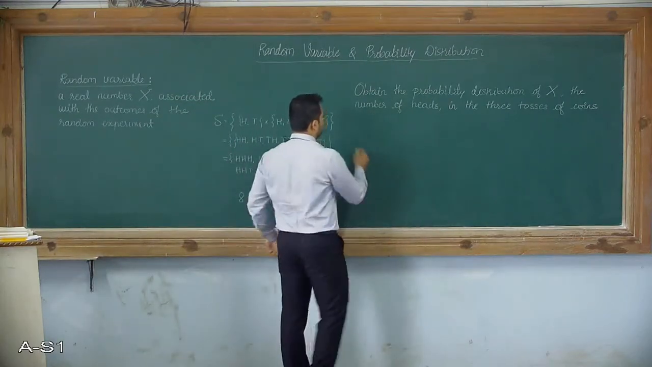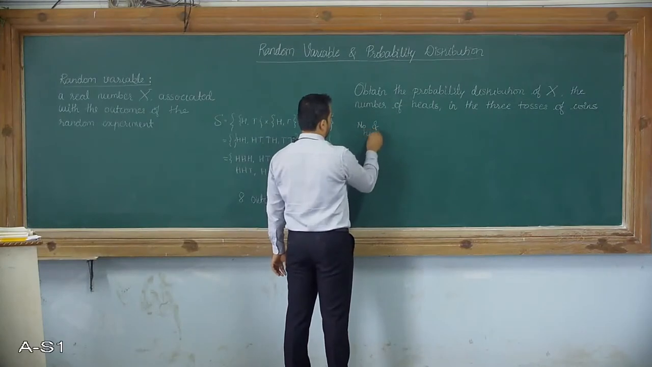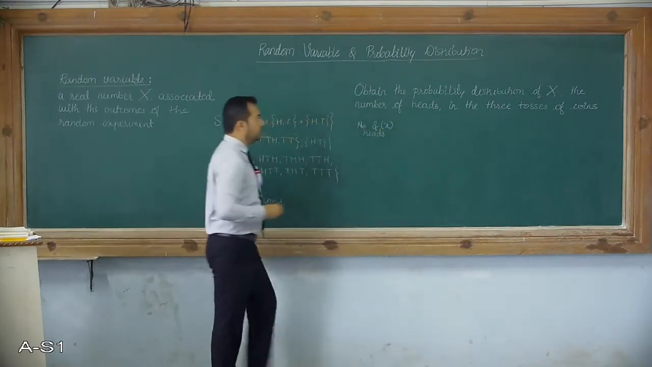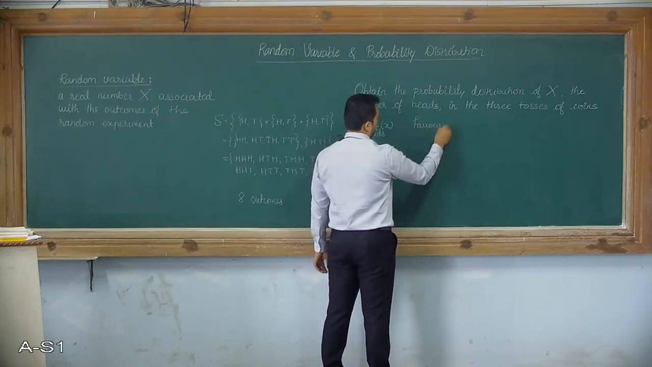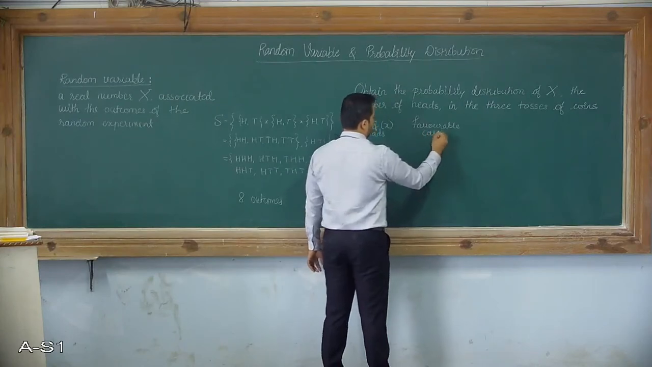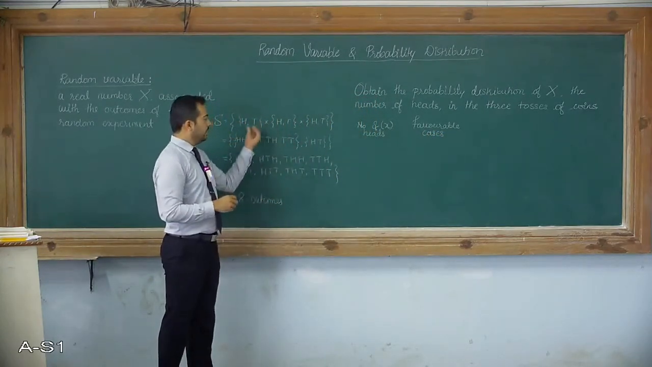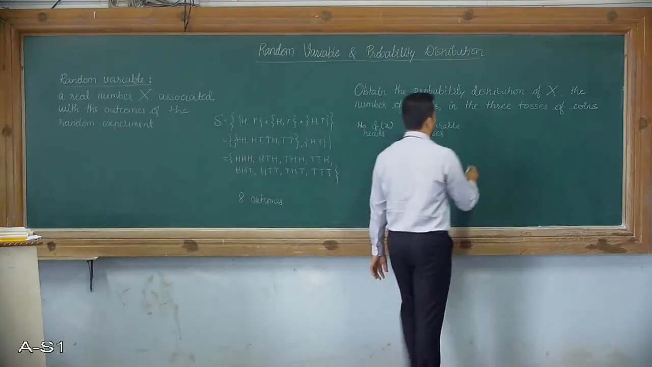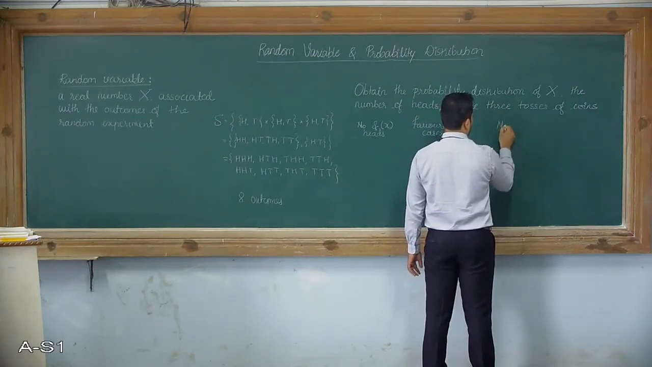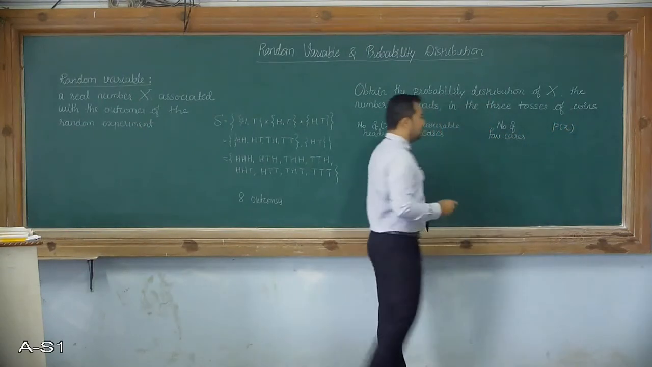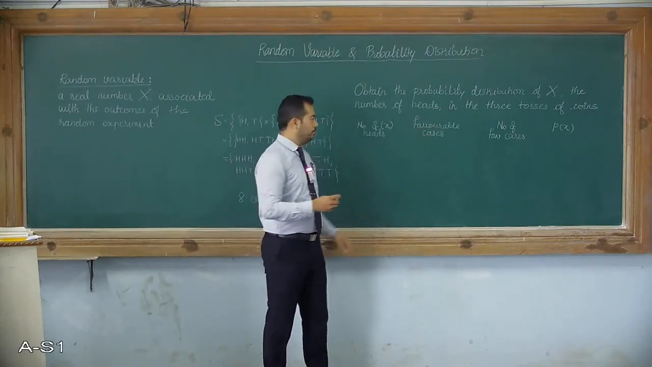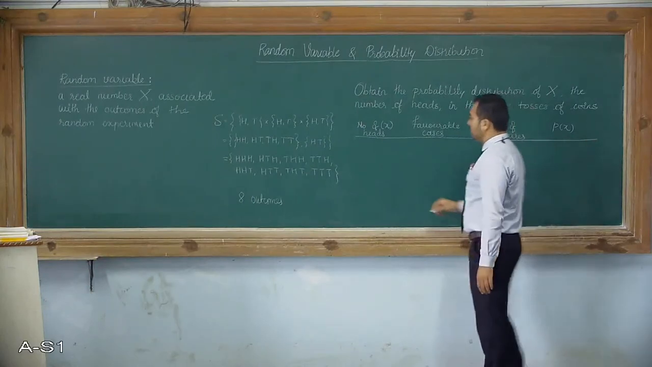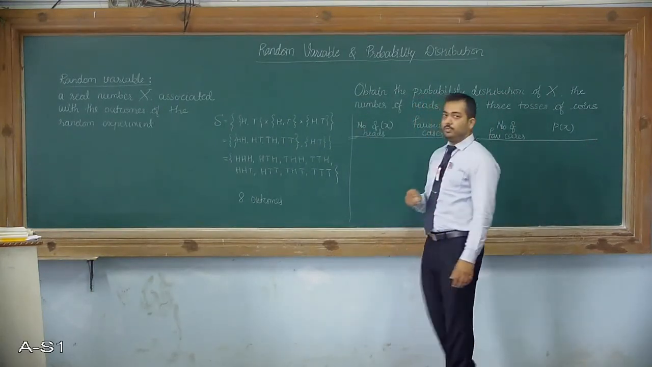Now we will have columns here. Number of heads, which is nothing but our random variable x. Then favorable cases, which is any one of these. Then the number of favorable cases. Here we'll write the favorable cases which are applicable, then the number of favorable cases, and then the probability of x. So now this is the table we have formed to write the probability distribution.